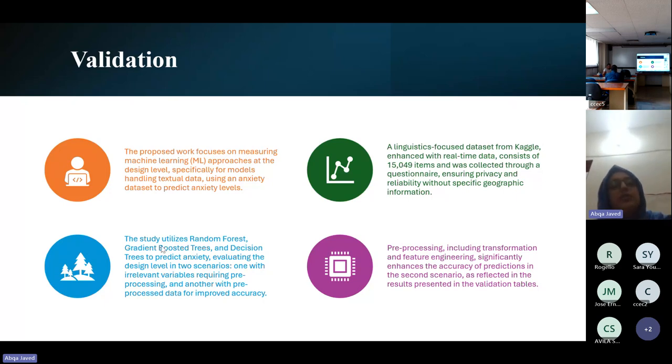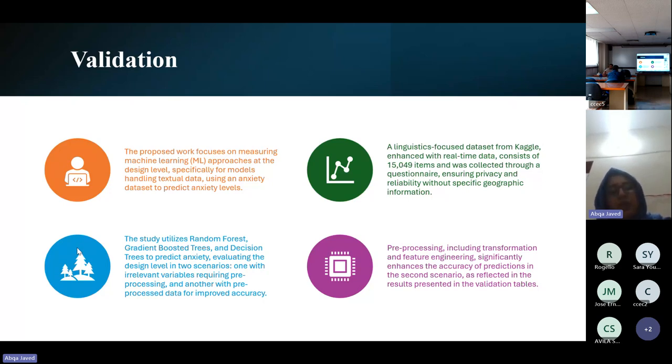Here is the validation phase. In the validation, the proposed work focuses on measuring machine learning model approaches at the design level, particularly for models which handle textual data. Our proposed work does not tackle all data types; it is limited to the domain of textual data, using anxiety data to predict anxiety levels.